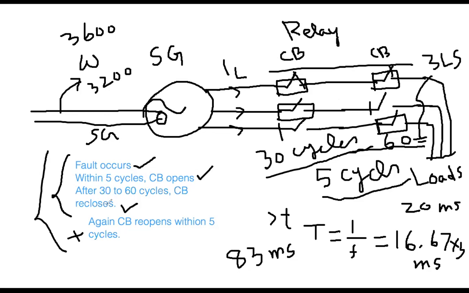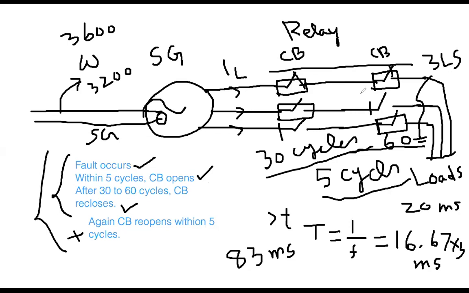And then next, after 30 to 60 cycles, the breaker recloses. Like in MLGW, I asked them, they follow about 45 cycles. After opening the breaker, the MLGW system needs 45 cycles to reclose the breaker, assuming that the fault was temporary.